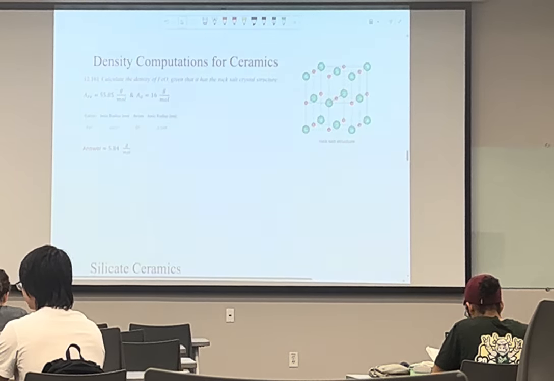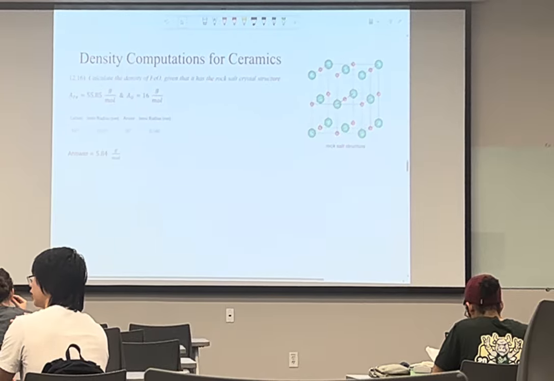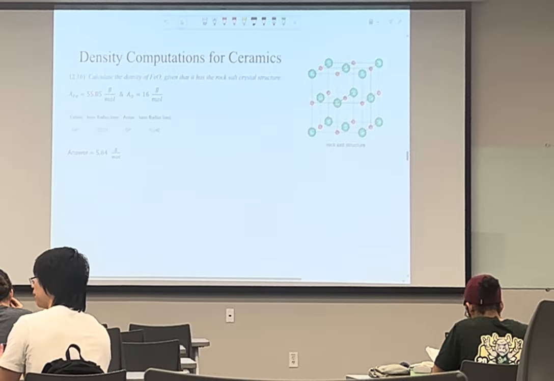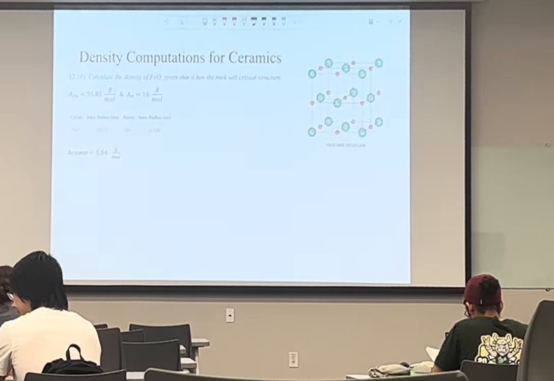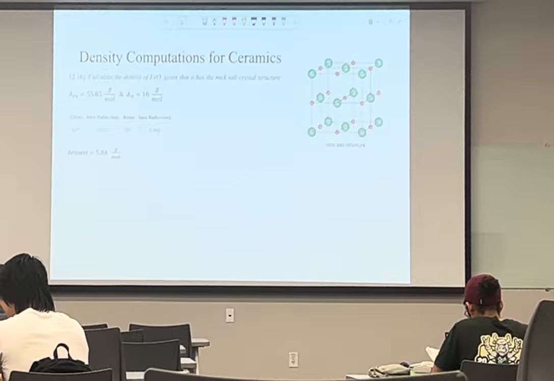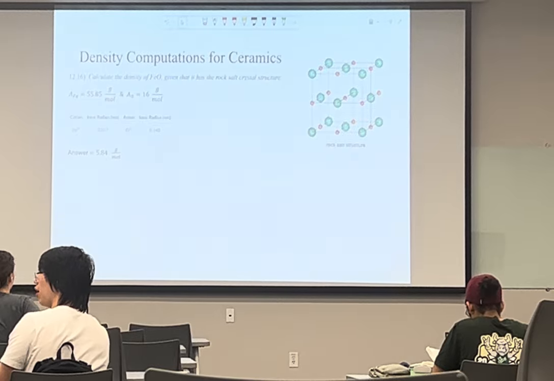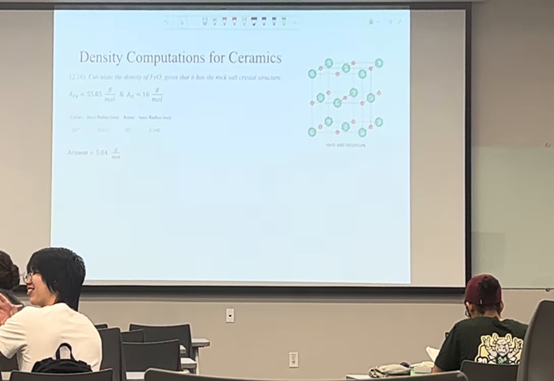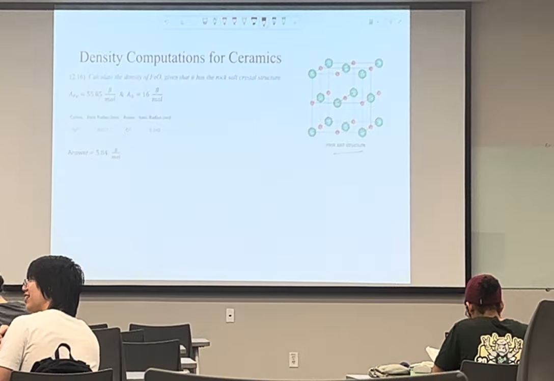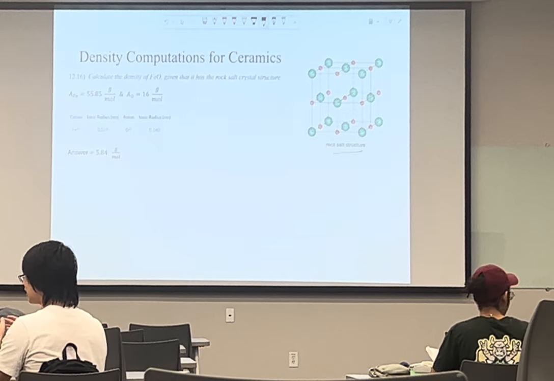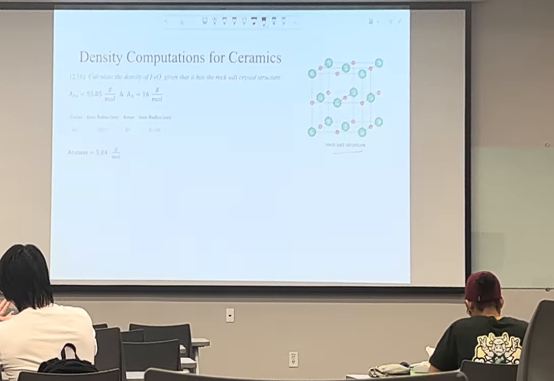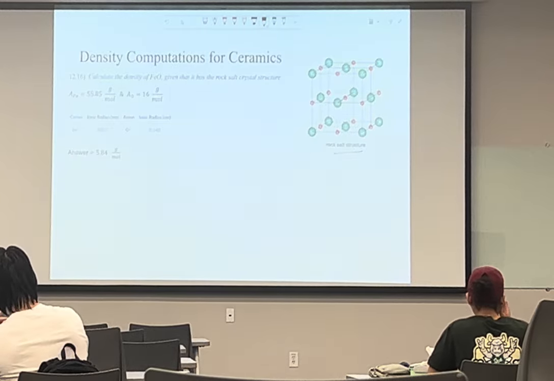Okay, so let's see one example of this. It says calculate the density of iron oxide given that it has this rock salt crystal structure. So I just show you the rock salt and it's here. And given the radius of both iron and oxygen and also the atomic weight of both elements.